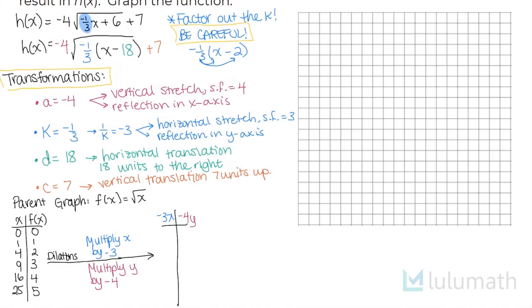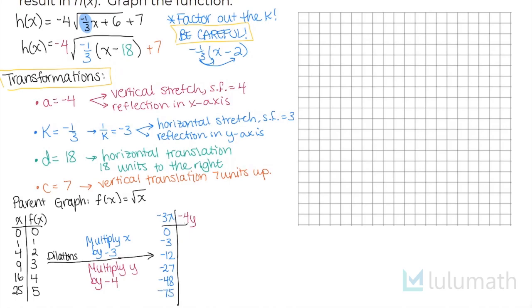So when I multiply my first x value of 0 by negative 3, I get 0. When I multiply 1 by negative 3, I get negative 3. When I multiply 4 by negative 3, I get negative 12. When I multiply 9 by negative 3, I get negative 27. When I multiply 16 by negative 3, I get negative 48. And when I multiply 25 by negative 3, I get negative 75.